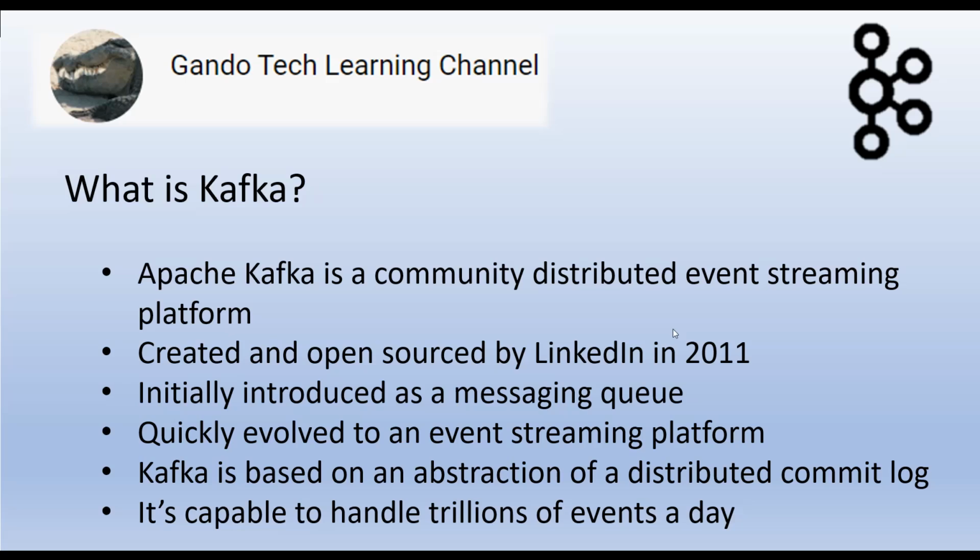this evolved to an event streaming platform. And obviously Kafka is based on an abstraction of a distributed commit log, and that's really important. That's really important. It's capable of handling trillions of events a day, and the nature of Kafka is real-time streaming. That's why in lots of applications which require real-time data streaming, and flying that data around quickly, Kafka is going to be the best option for them.